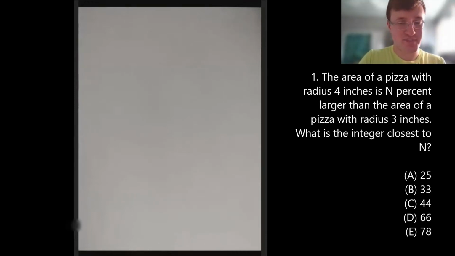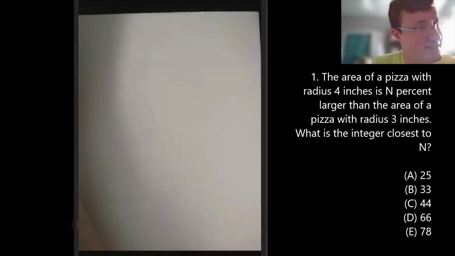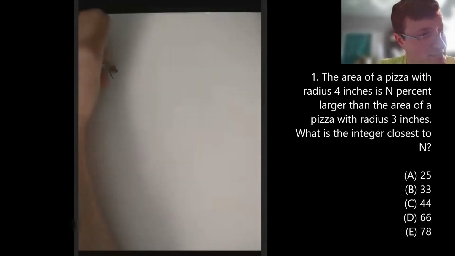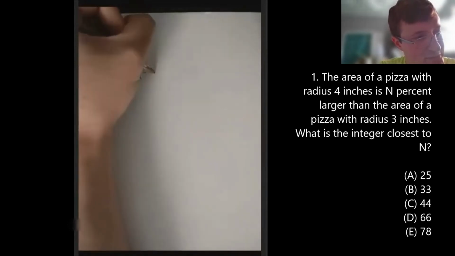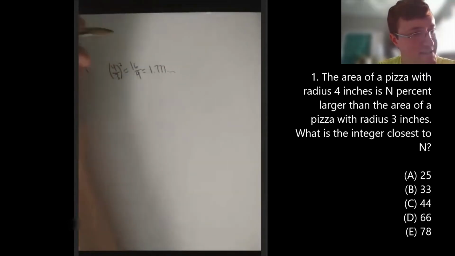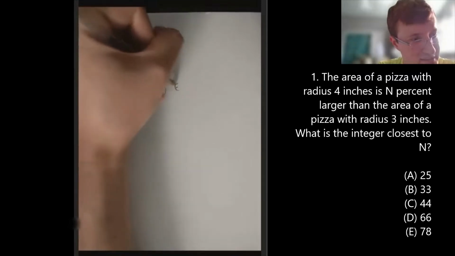says the area of a pizza with radius 4 inches is n% larger than the area of a pizza with radius 3 inches. What is the integer closest to n? Well, okay. So the ratio of the areas is the square of the ratio of the radii. So it's just going to be 4/3 squared. That's the ratio, which is 16/9, which is 1 plus 7/9, and 1/9 is 0.1 repeating. So it's 1.777 and so on. So it should be about 78% larger, and that is E.